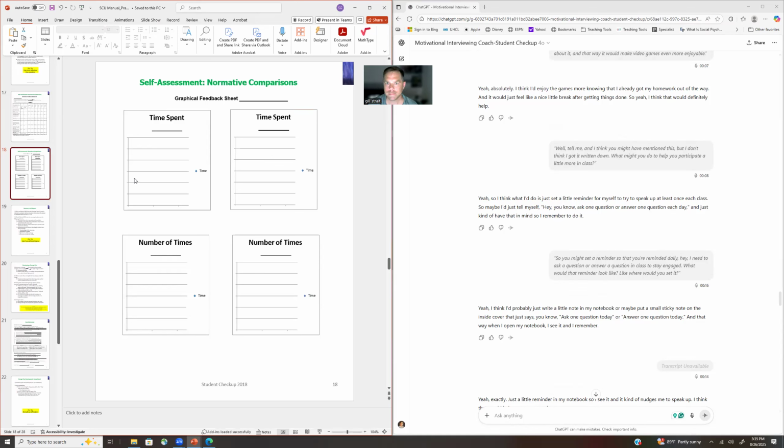And yeah, so this was a demo of the MI Coach, the student checkup version. And we actually have a version that is just using MI flexibly, and you can choose different age clients and different problems that aren't just school related as well.